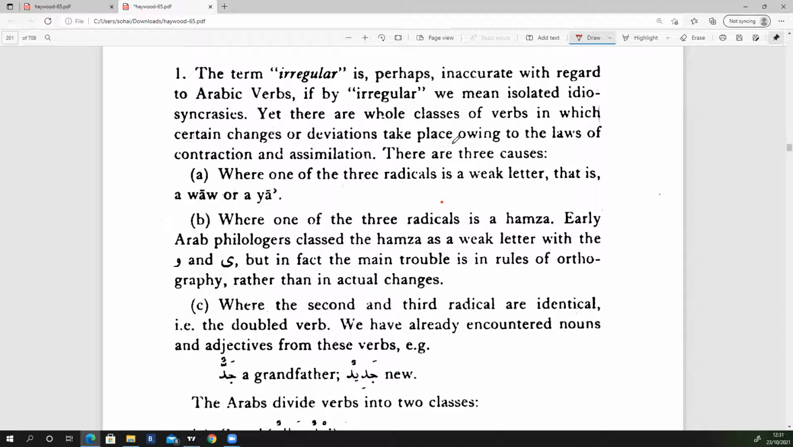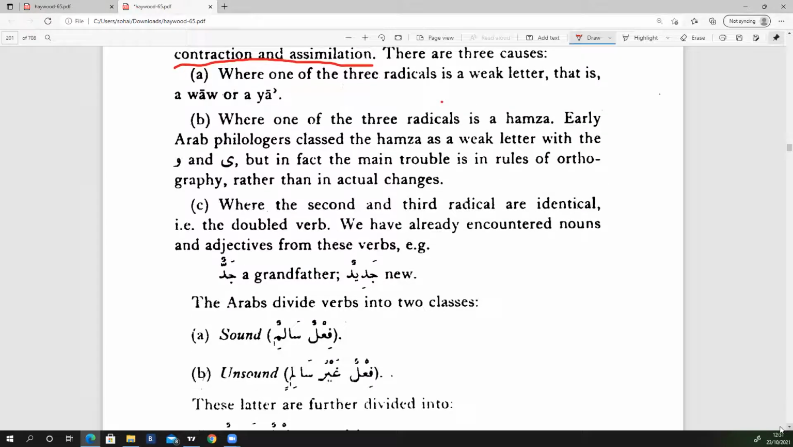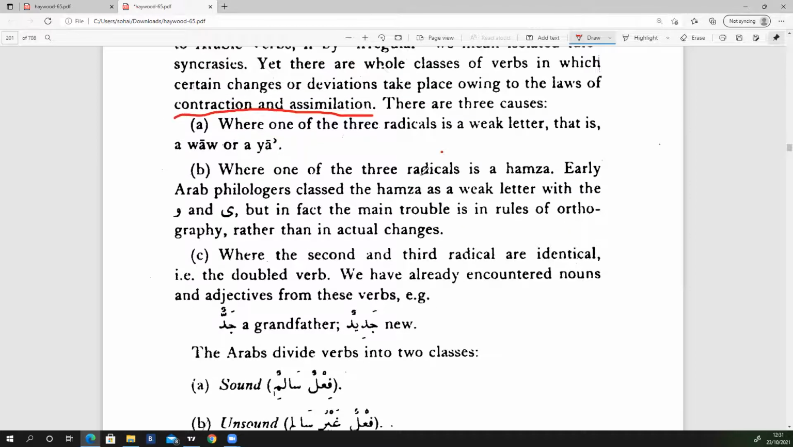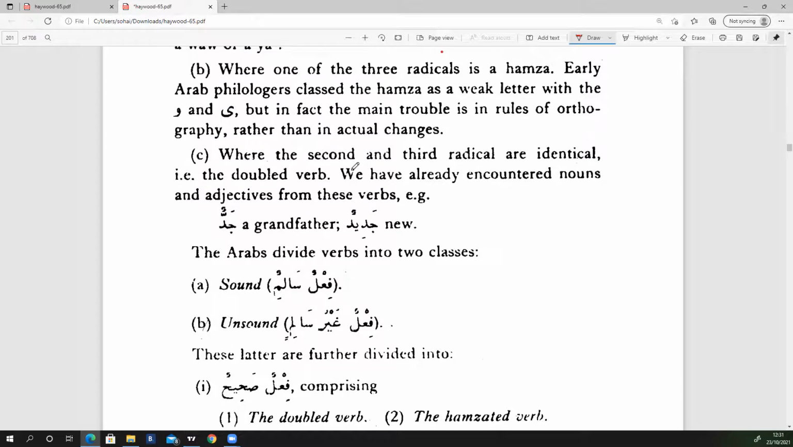Basically, what we do today is going to be to do with the rules of contraction and assimilation. It's similar to what I've done before. So rules of when to use shadda, basically, and when not to. We already did some of that in the previous chapters. So this is giving you a couple of things. Let's focus on C because the others will come later. Today what we're going to cover is when the second and third radical are identical.